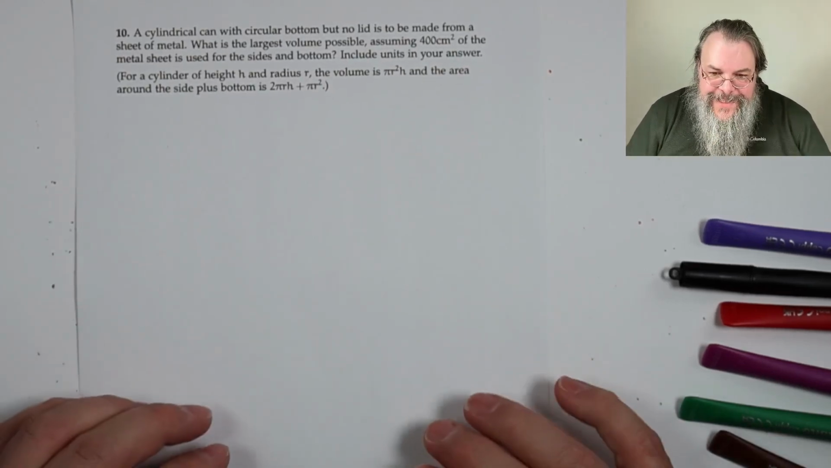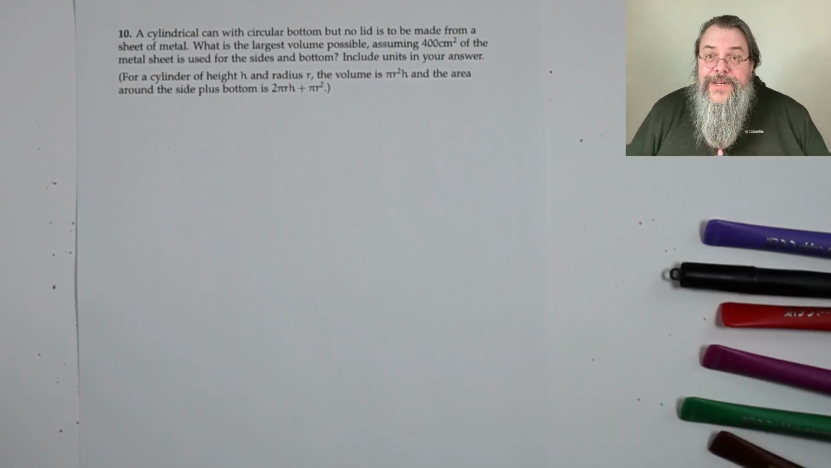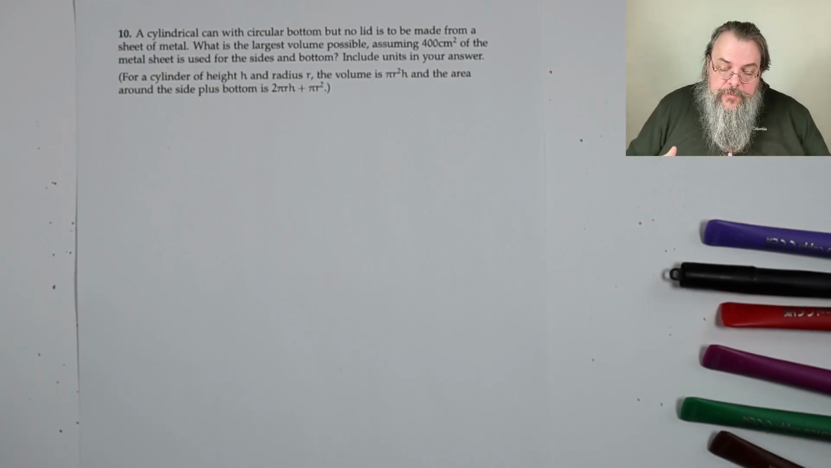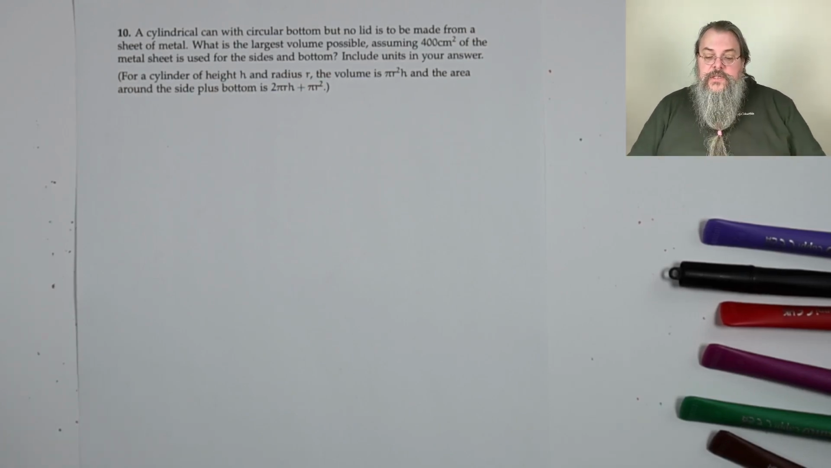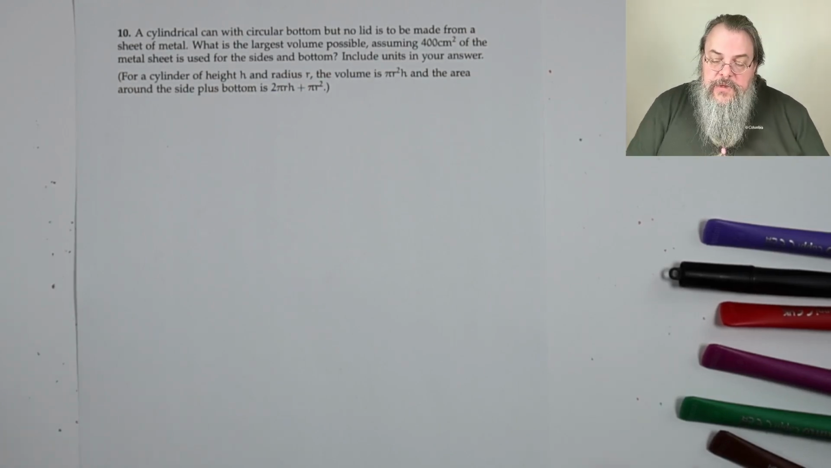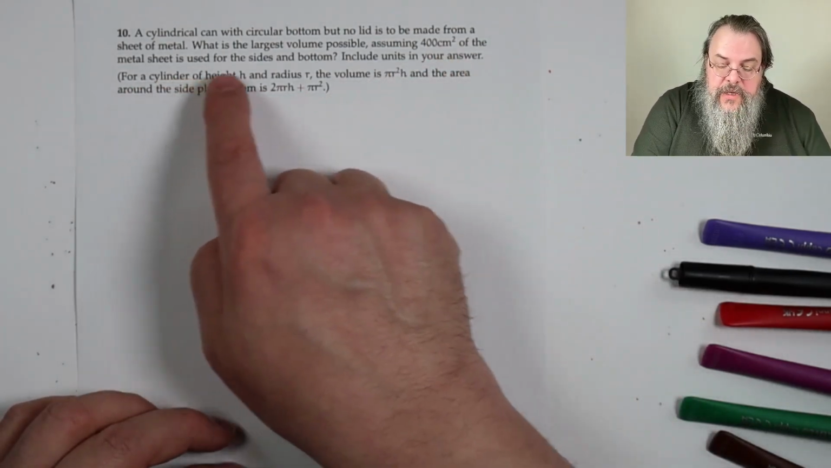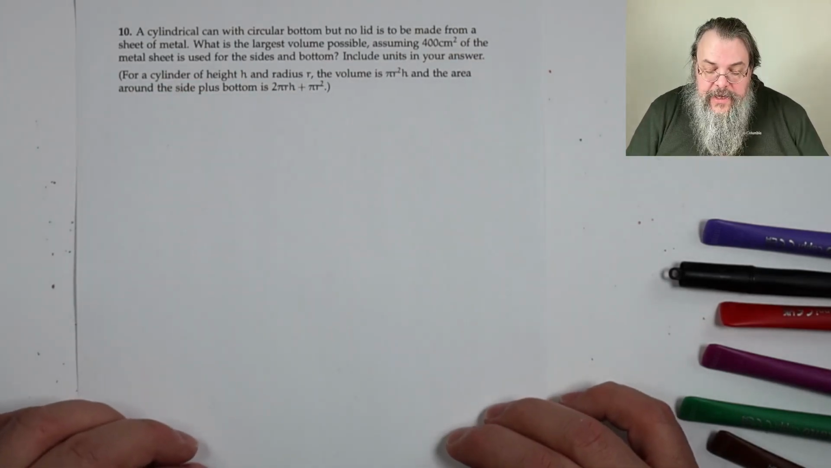Number 10. And we have plenty of time, almost 20-some minutes. I think we'll finish in time. A cylindrical can with a circular bottom but no lid is to be made from a sheet of metal. What is the largest volume possible, assuming 400 centimeters squared of the metal sheet is used for the sides and bottom? Include units in your answer.